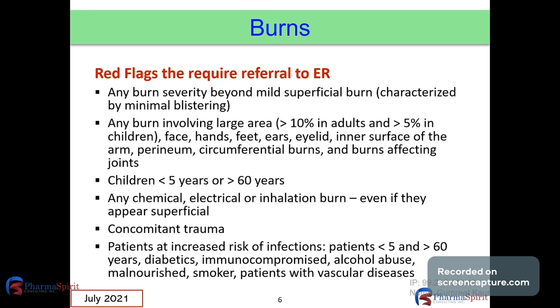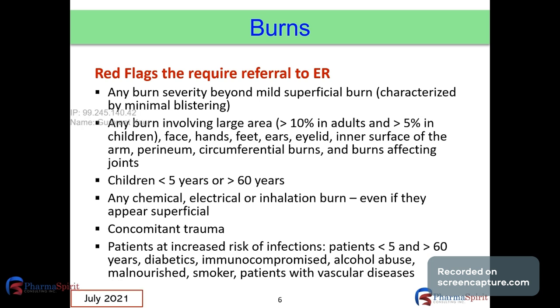So which areas are we talking about when thin skin is presumed? We're talking about face, ears, eyelids, inner surface of the arm, perineum region, and circumferential burn. Circumferential burn is a burn that goes around the body trunk. So, for example, it affects the abdomen and then it extends on the sides and reaches the back. Also, any burn affecting joints, even when blistering is minimal, this should be referred to the ER.